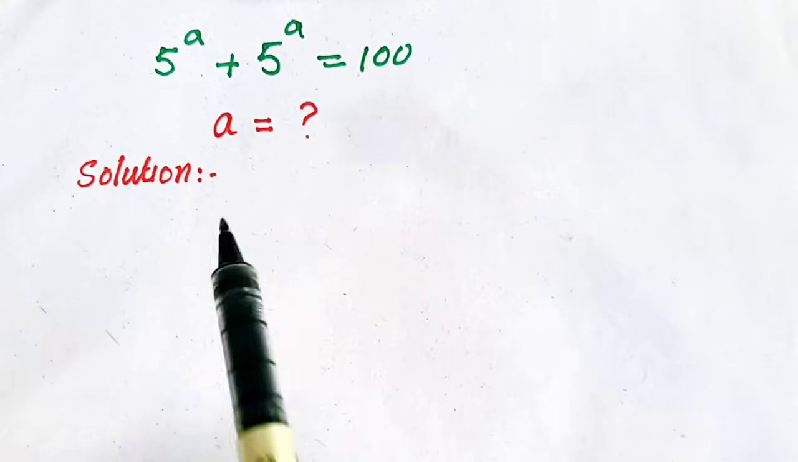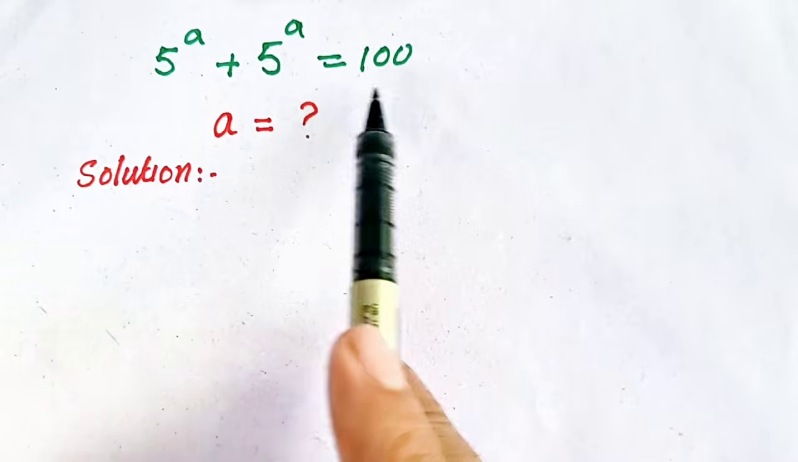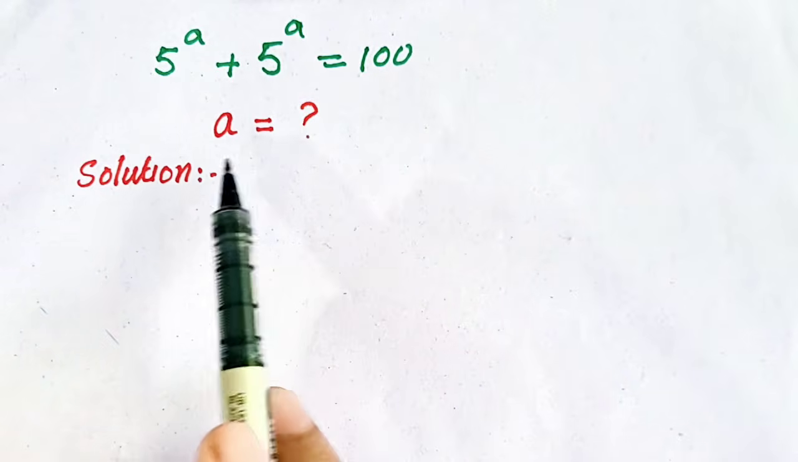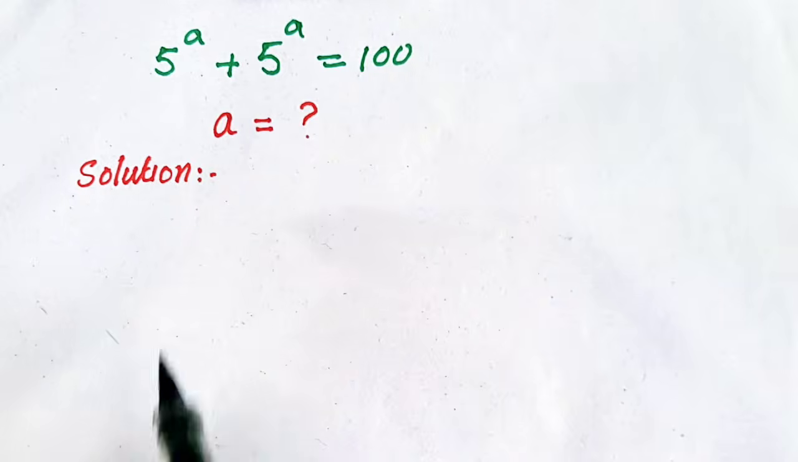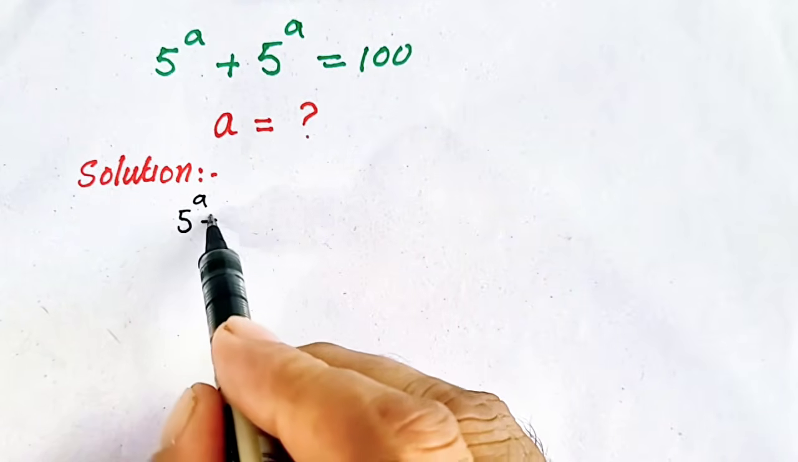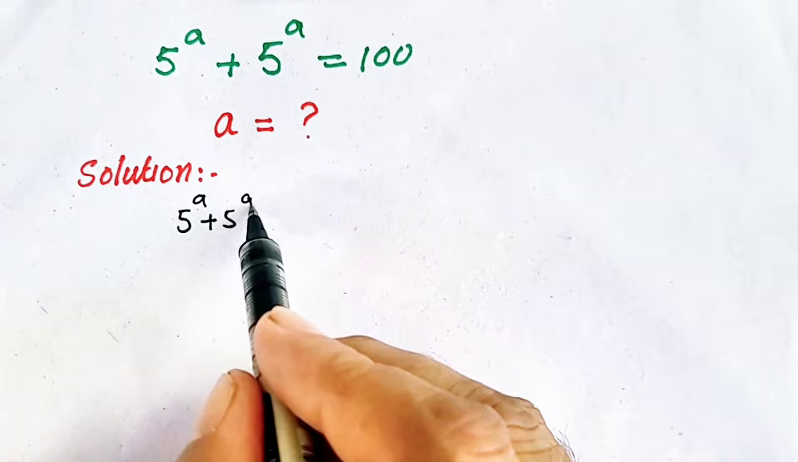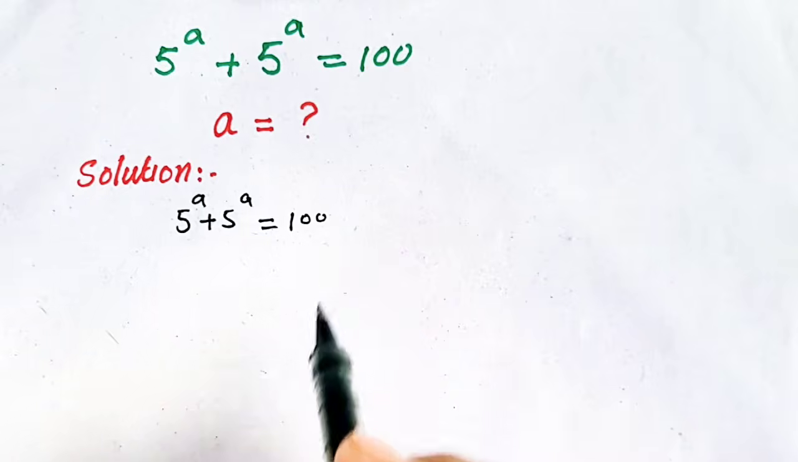Respected audience, I have a question. 5 raised to power a plus 5 raised to power a is equal to 100, and we have to find the value of a. So let us start. 5 raised to power a plus 5 raised to power a is equal to 100.